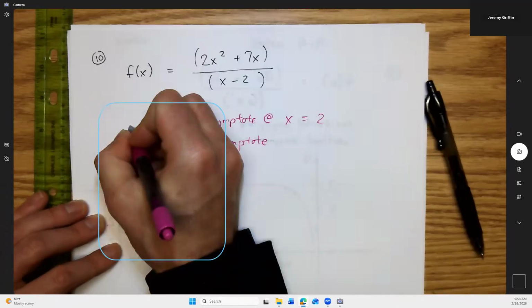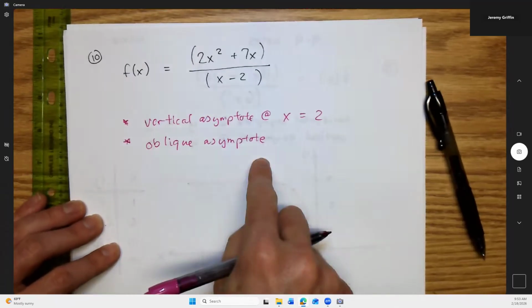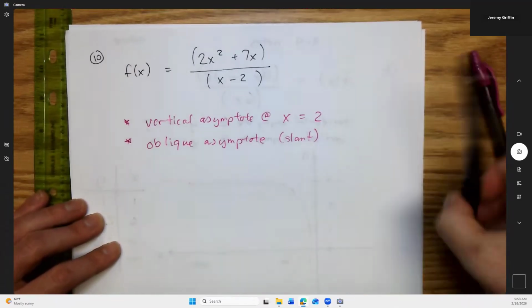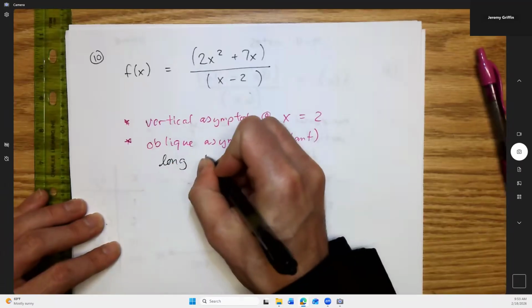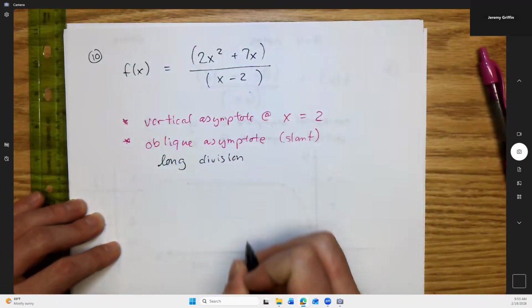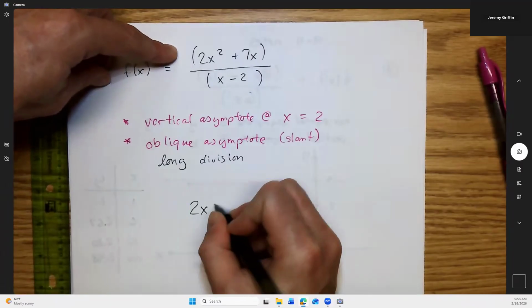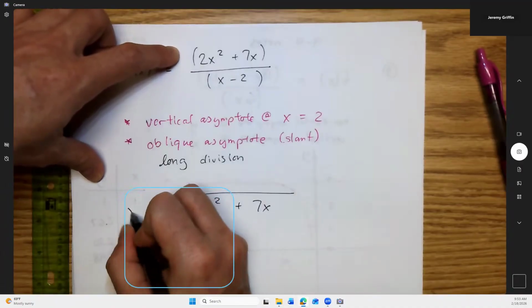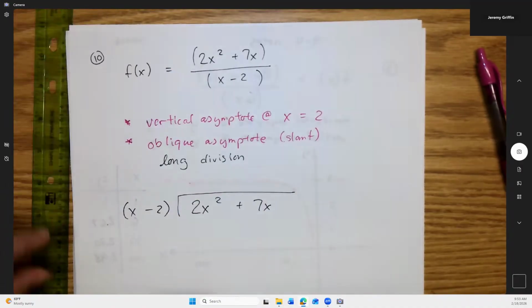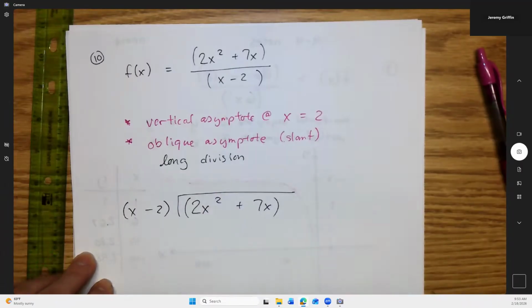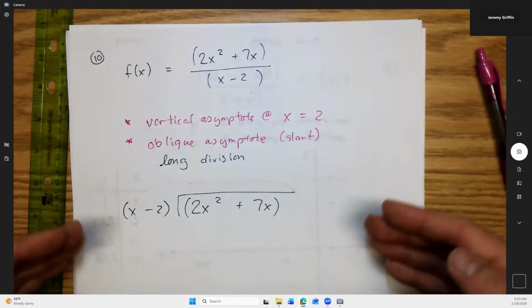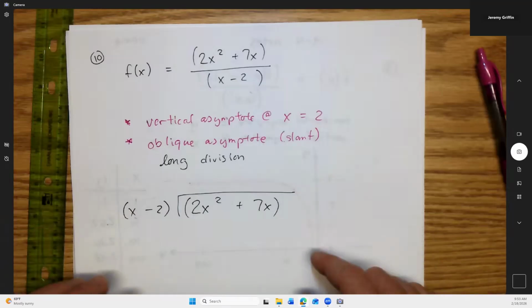Here's what's new. The oblique asymptote, or slant asymptote. We're going to use long division. So let's take 2x squared plus 7x and divide by x minus 2. If we run a long division process, whatever comes out of this represents what this whole graph is going to asymptotically approach, but it's going to be a slant asymptote.